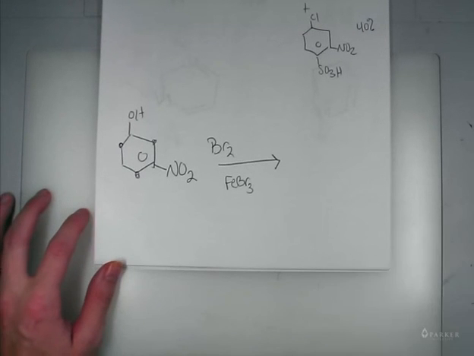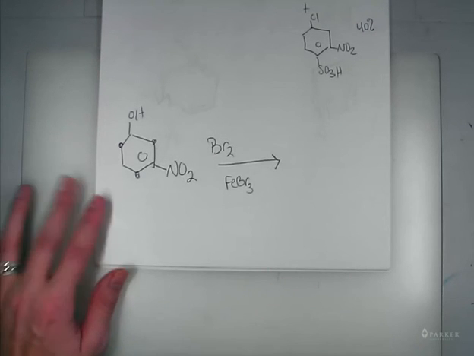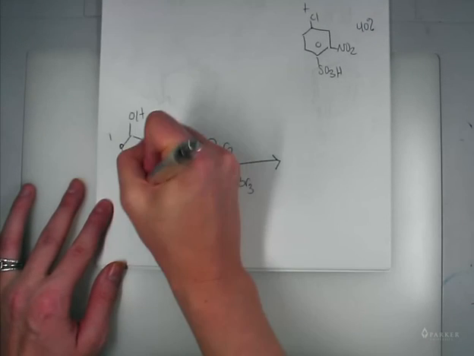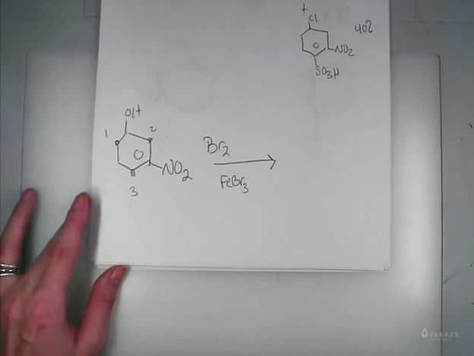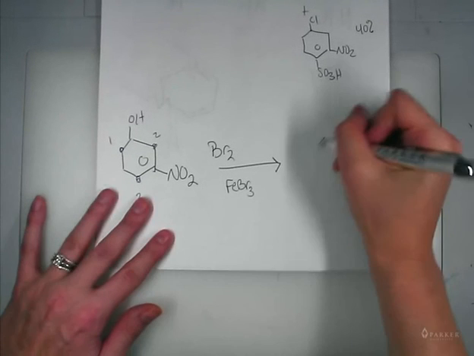If we had to choose the best position based on what we learned above, where would you choose? Let's call this 1, 2, 3. 1 is a little bit less crowded.